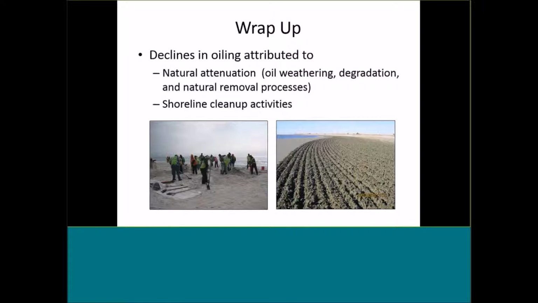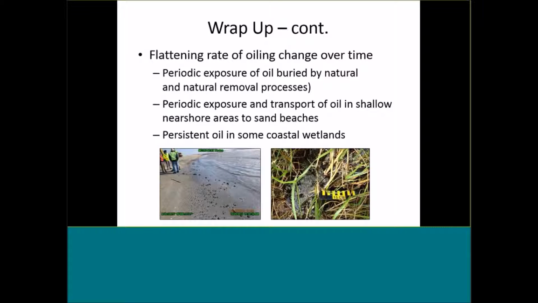Next. But over time, we saw that flattening rate of change. Why was that? I mentioned some of these things before. Buried oil would periodically, after storms, get re-exposed, redistributing oil on the shoreline that had to get picked up. The oil in the near shore, that soup you'll talk about, same type of thing: it gets exposed, eroded from the near shore, transported onto the beaches themselves. And also, we had some cases of persistent oil in some coastal wetlands, especially in Louisiana, where we had really heavy oiling. Some of that oil is still present in those marshes in a weathered state.